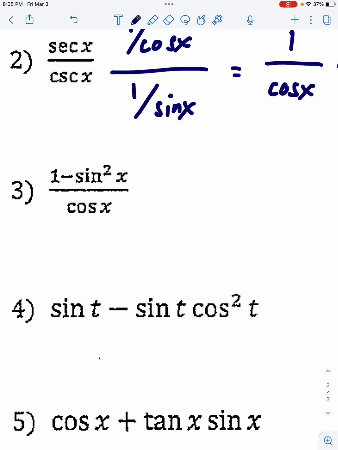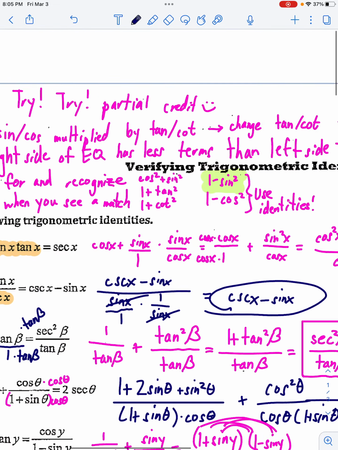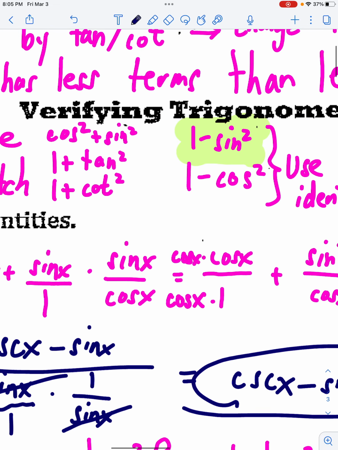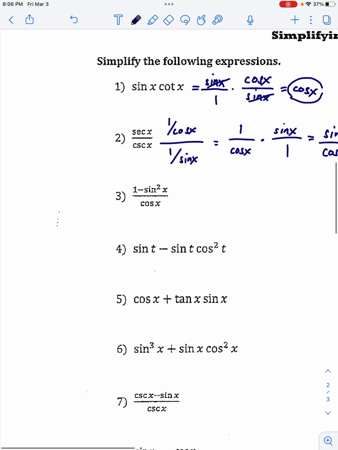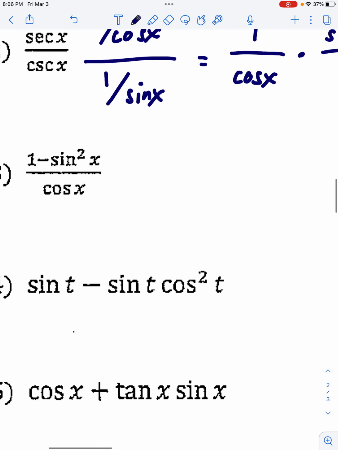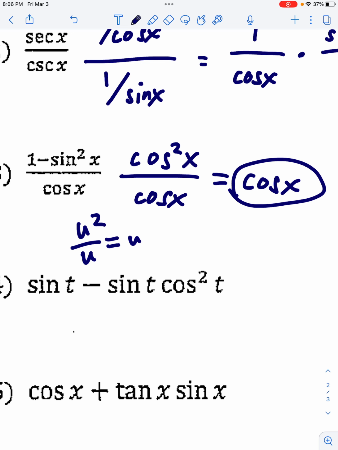Right here, recognize trick number 4. Trick number 4, recognize these. Recognize my guys, my dudes. Okay. So this becomes a cosine squared on top. Okay. And then, right, u squared over u is just u. So cosine squared over cosine is just cosine. Okay, there you go.